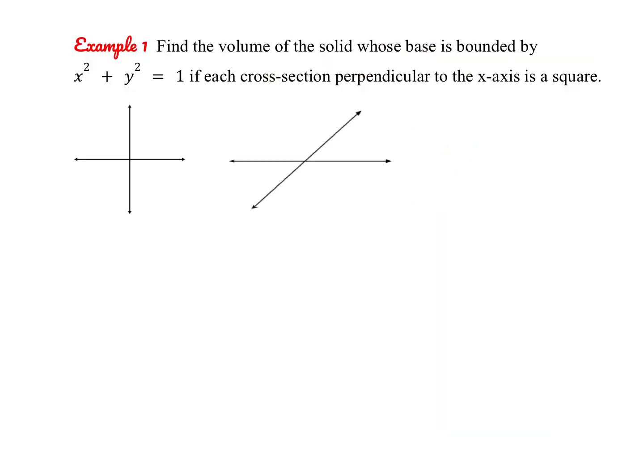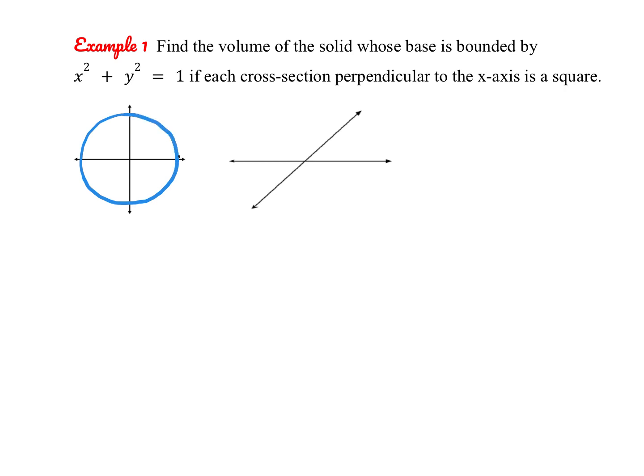All right, let's give one of these a try together. Here we want the volume of a solid whose base is bounded by this circle, x squared plus y squared equals 1. We can sketch that really quick. That's just a circle with the center at the origin, and the radius is equal to 1. So it looks like this.